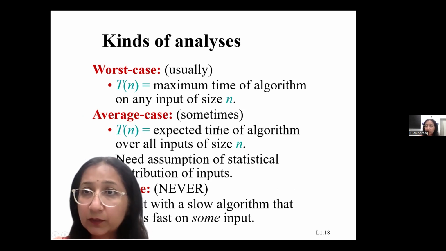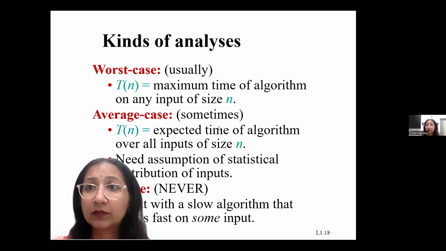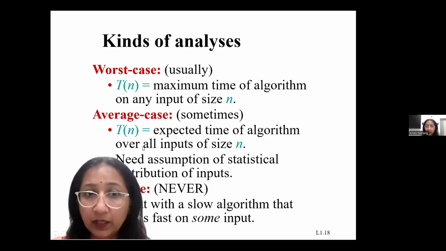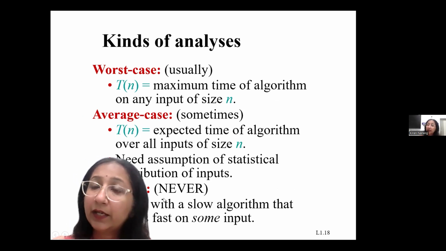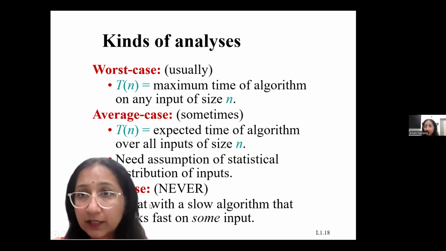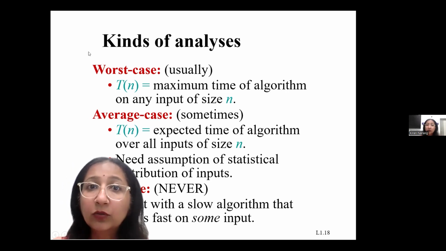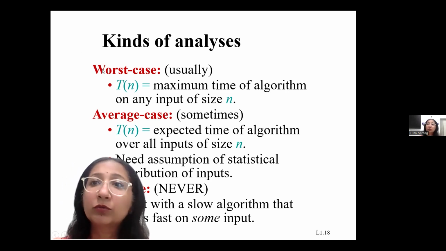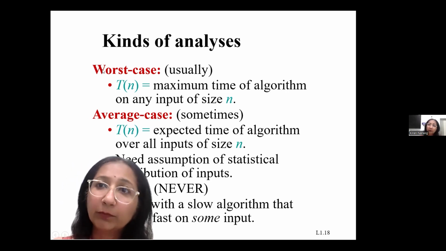Average case performance means the array is half sorted, and best case means the array is already sorted, so obviously it will take very little time, so we cannot take this as a performance criterion. So worst case performance is usually taken as the criterion to compare the algorithms.